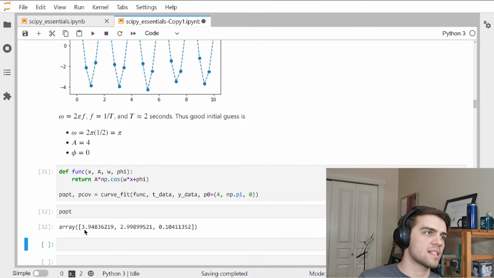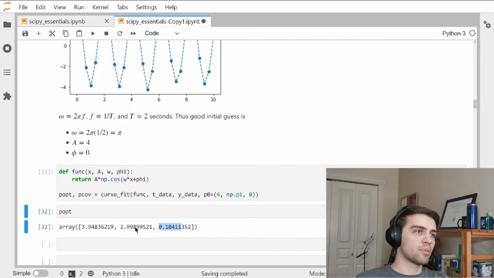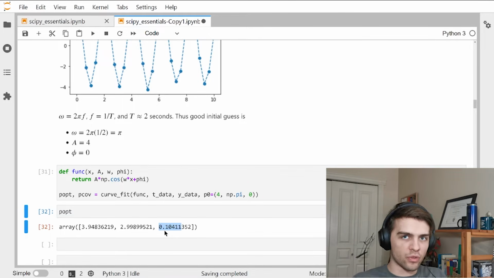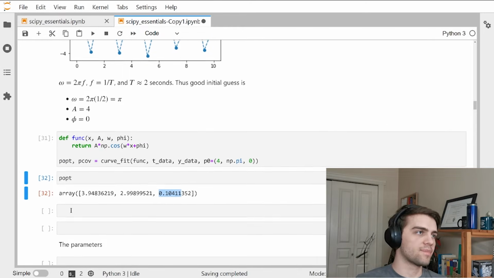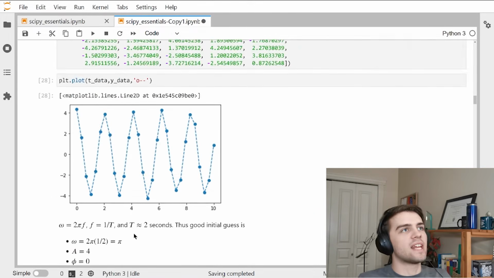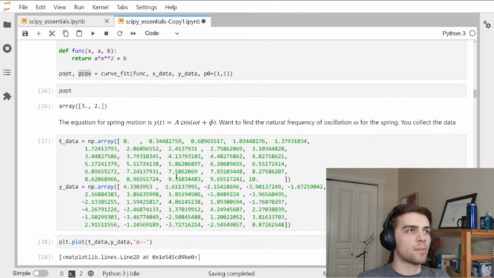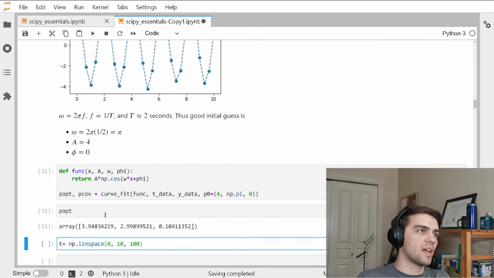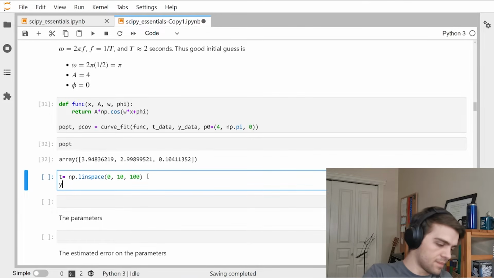It says that A is about 3.948, omega is about 3, and phi is 0.1. Now I can plot what the actual fitted curve looks like. Even though the data is noisy, I fit it to a best fit curve, and I can see what that looks like. So I'm going to make a bunch of values for t. t is np.linspace(0, 10, 100). You know the data goes between 0 and 10, but now I'm going to make 100 values in between. And my y is just the function evaluated at t, A, omega, phi.